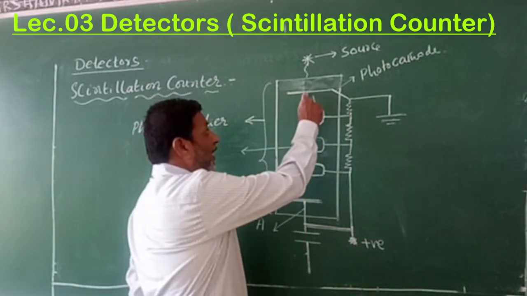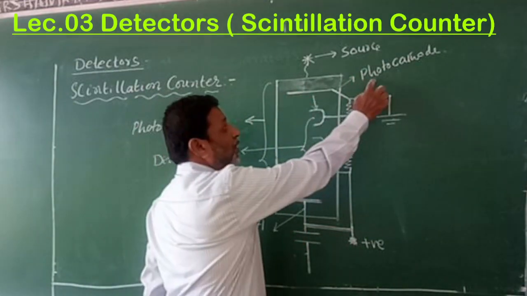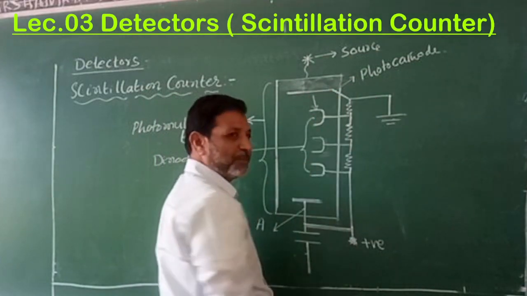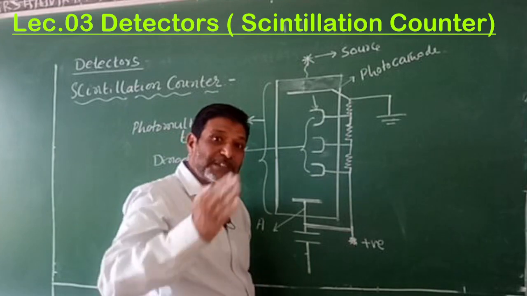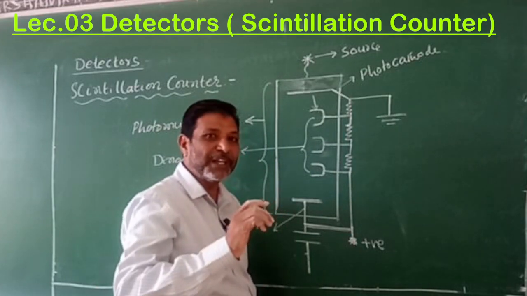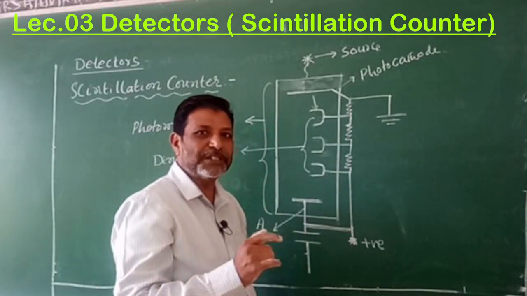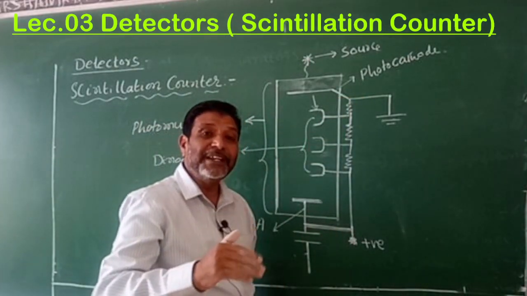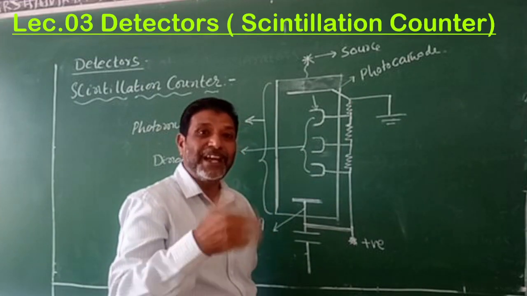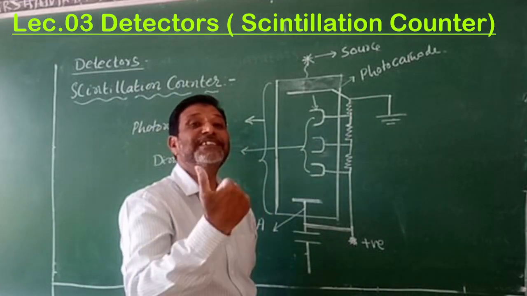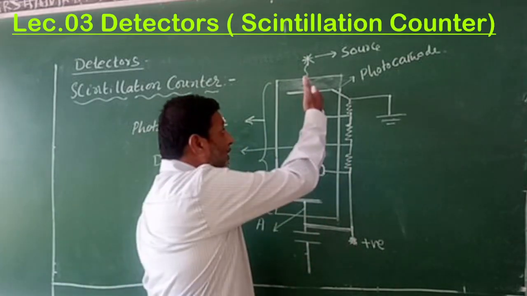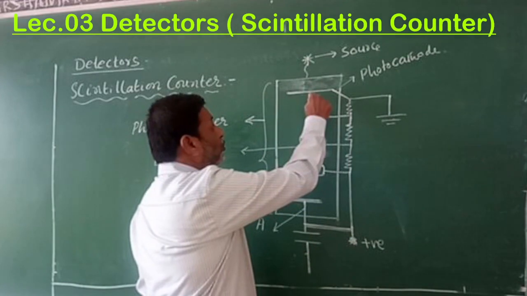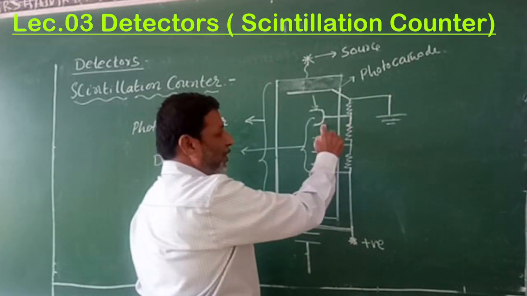Now, whatever electrons are released from this photocathode, here we are applying a certain potential difference, isn't it? When you apply a certain potential difference to any charged particle, and the electron is a negatively charged particle, it gets accelerated. Accelerated means what? It gains energy, isn't it? Then as it gains energy, its speed increases and it moves towards this dynode.